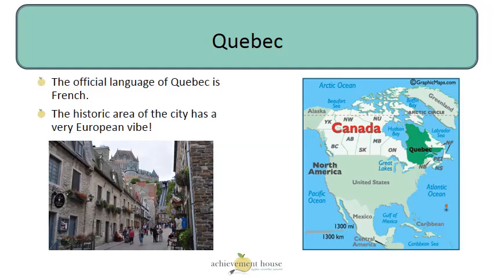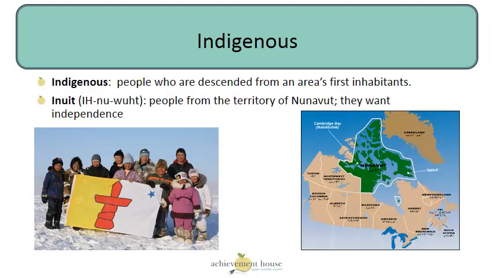We've talked a lot about Quebec. I'd like you to take a note of where Quebec is on the map of Canada. The official language of Quebec is French. The historic area of the city has a very European vibe because of the French history and culture that still exists in the city. Let's review what Indigenous means. Indigenous are people who are descendants from an area's first inhabitants. The areas shaded in green on the map are where the indigenous people of Canada live. These are the Inuit people from the territory of Nunavut. Remember, they want independence from Canada, just like the people from Quebec.